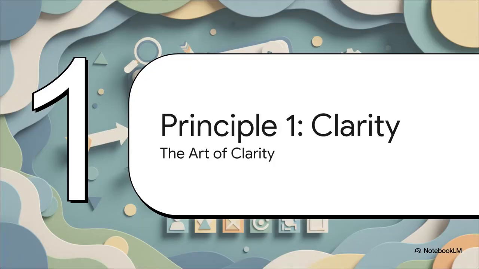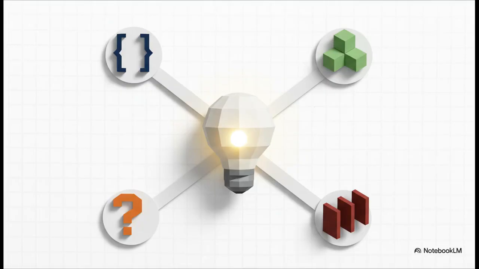All right, let's jump into our first principle: clarity. The biggest mindset shift here is to stop treating the AI like a mind reader. The more detail and context you give it, the less it has to guess, which means you get a much more accurate result. So how do you actually get that kind of clarity?